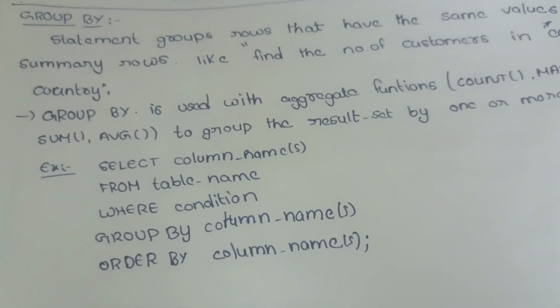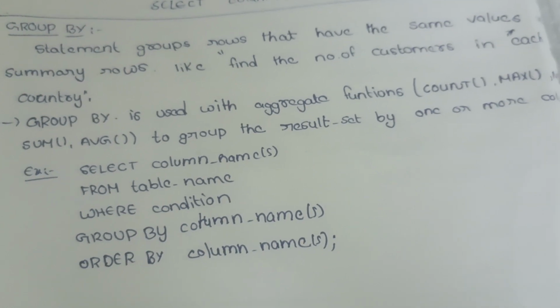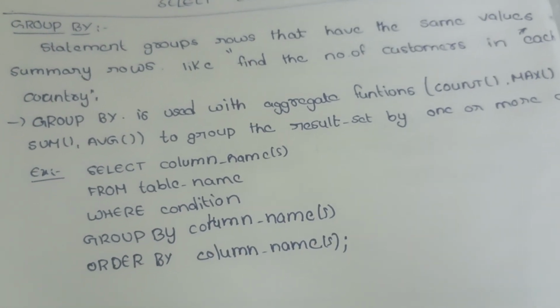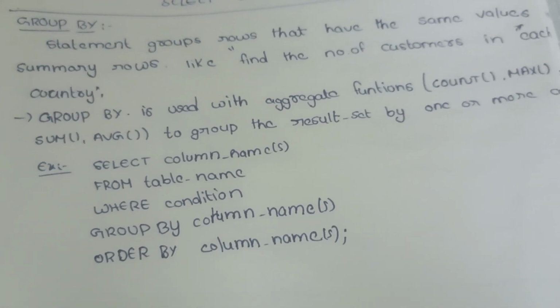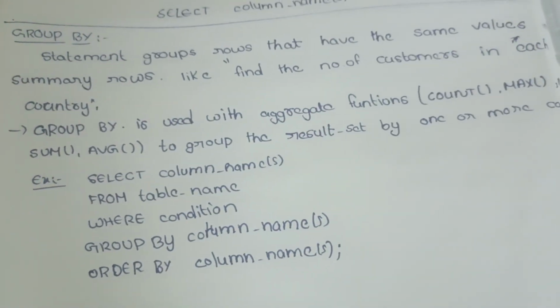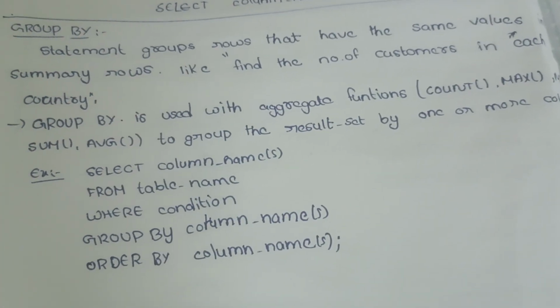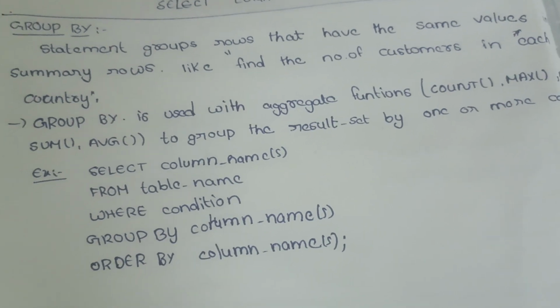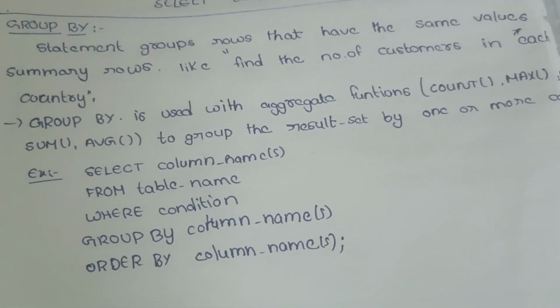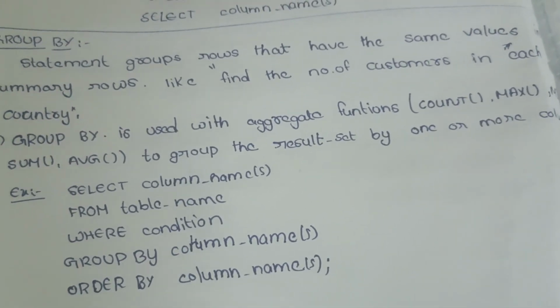Now in this class, I would like to discuss two statements: GROUP BY statements and HAVING statements. GROUP BY statements group rows that have the same values into summary rows, like finding the number of customers in each country. This would be the example.